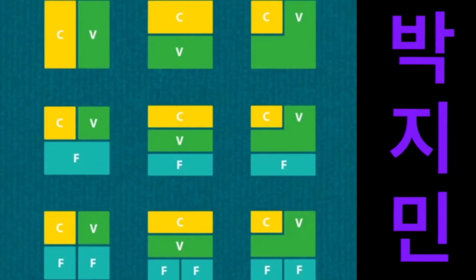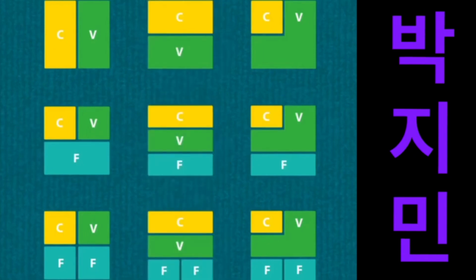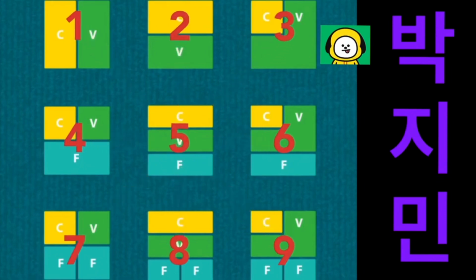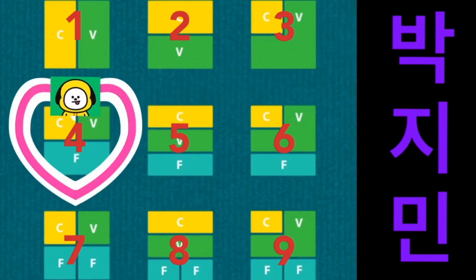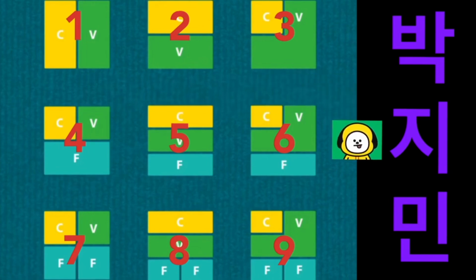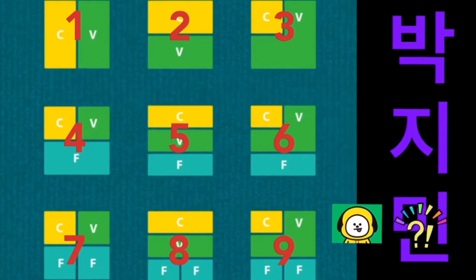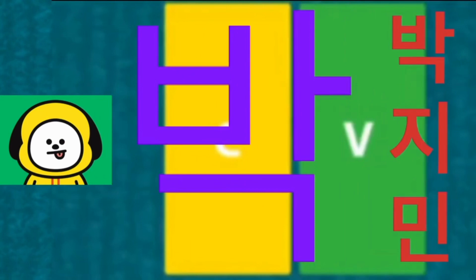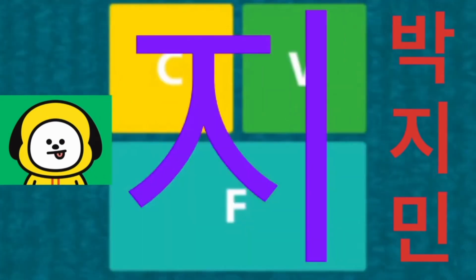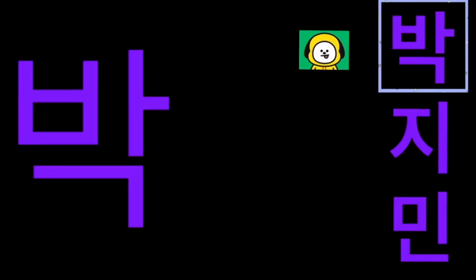This diagram represents all the possible letter blocks. All letters and patterns are written from left to right and from top to bottom. As you can see, Park has 3 letters. Which diagram has 3 letters arranged in the same pattern as Park? It's number 4. The G has 2 letters next to each other. We will use pattern number 1. Can you guess which pattern is used for Min? It's number 4. We will be using pattern number 4 for Park, pattern number 1 for G, and pattern number 4 for Min. We'll begin with the first syllable, Bak.